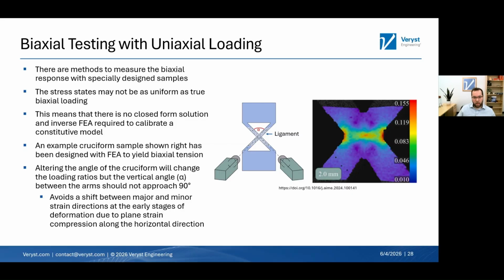One thing to note with this design is that altering the angle of the cruciform will change the loading ratios, but that vertical angle alpha must not approach 90 degrees. And that's to avoid a shift between major and minor strain directions at the early stages of deformation. And that's due to plane strain compression along the horizontal direction.